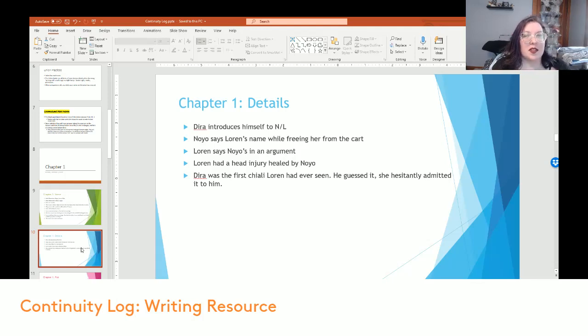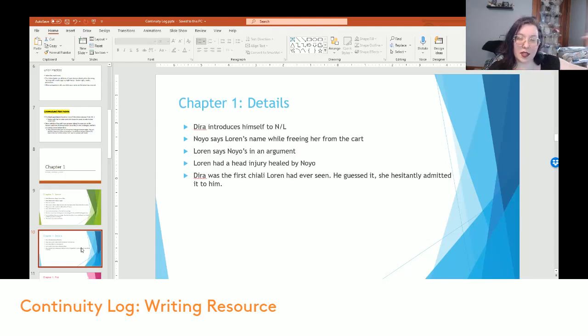And this is something that the characters would remember easily and that I would remember in a social environment, but in a writing environment, it's very easy to overlook. So that's where these sorts of things come in handy. And the same situation with Lauren had a head injury that was healed by Noyo. I wouldn't want to then attribute that to Dira later. I need to remember what happened.